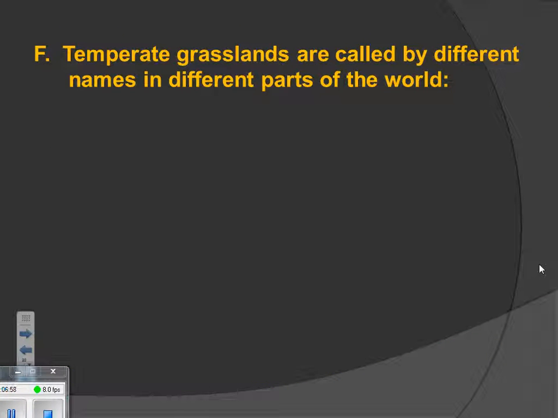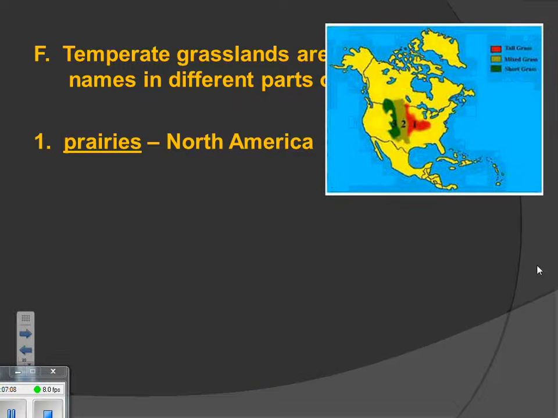F. Temperate grasslands are called by different names in different parts of the world. Number 1, in North America we call them prairies. And the height of the grass is directly related to how much rainfall you have. If you look at this map, the red area indicates the heaviest rainfall for a grassland. It's still not enough for a forest, but it's the most for grassland, and so you get taller grasses.